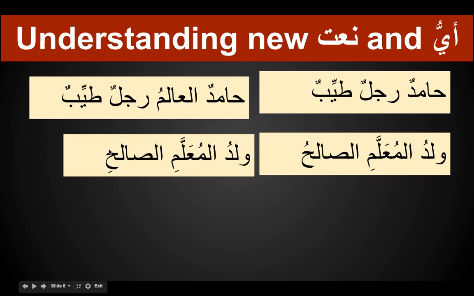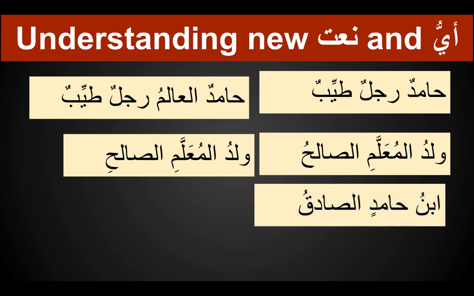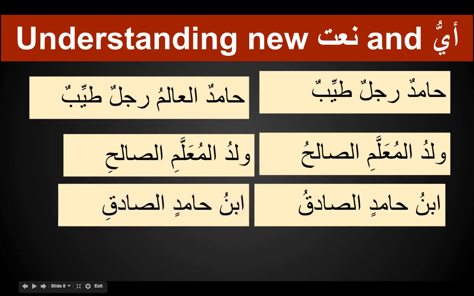So it's boy of a righteous teacher. So if you see here, vowel sign changes from dhamma to kasra, the whole adjective changes. The meaning of the sentence changes. Ibn Hamidin as-sadiqu. It's truthful. Ibnu, so it's dhamma. As-sadiqu is dhamma. So this is for Ibnu. So the truthful son of Hamid. So if this naat has come to the mudaf ilayhi, then it has to be Ibn Hamidin as-sadiqi, son of truthful Hamid.